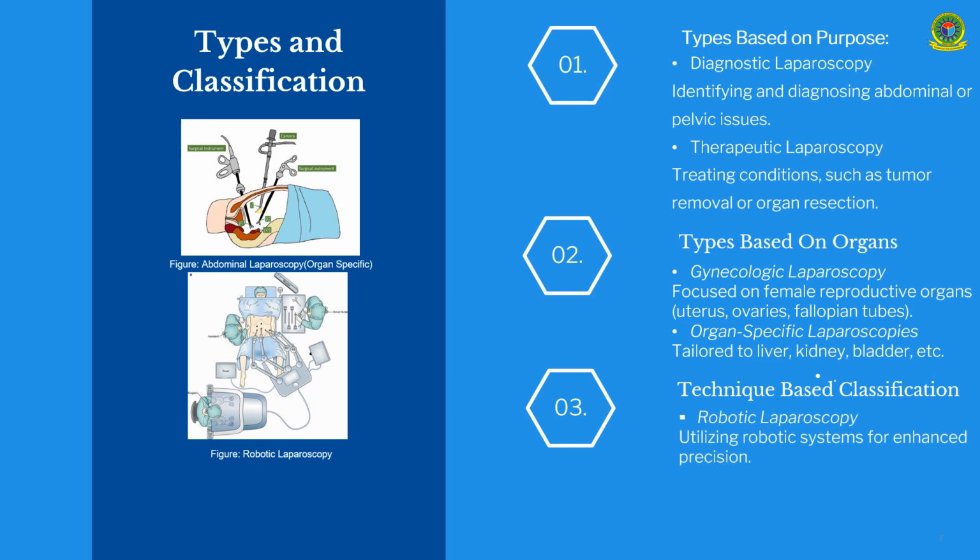Number three, technique based classification. It can be manual or robotic laparoscopy. In robotic laparoscopy, we utilize robotic systems for enhanced precision. On the left side, the bottom image shows an illustration of a robotic laparoscopy.